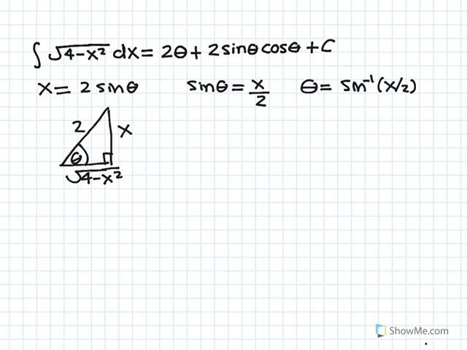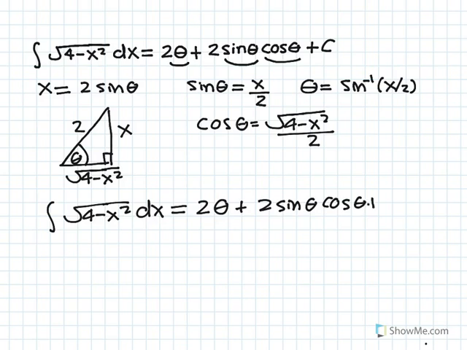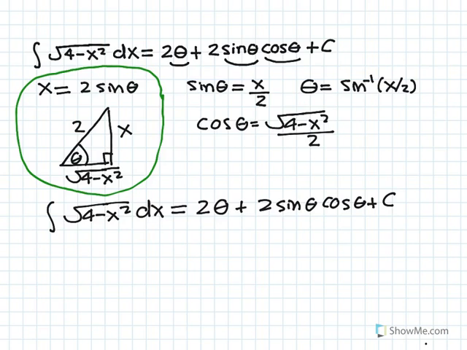Now, if you look at this triangle, we're going to need theta, right? And theta is just arc sine of x over 2. We're going to need sine theta. Well, that's just x over 2. What about cos theta? Well, cos theta from the reference triangle is adjacent over hypotenuse. That would be root of 4 minus x squared divided by 2. So what we have shown is the integral of root of 4 minus x squared dx is equal to 2 theta plus 2 sine theta cos theta plus c. Now we can bring everything back to x. This reference triangle is very important because it allows you to change your answer in terms of x so that we can solve the integral.